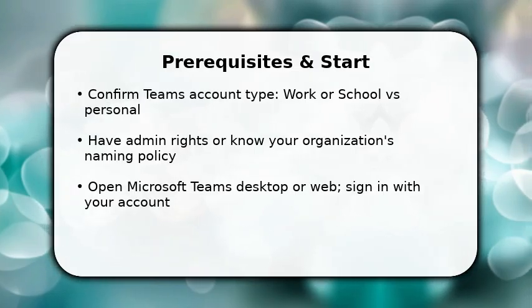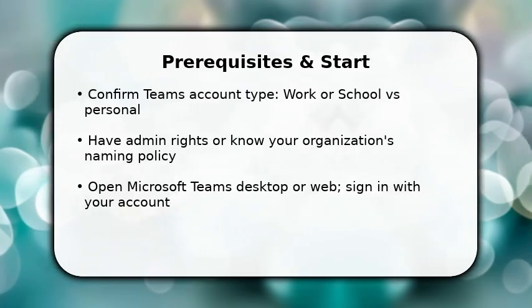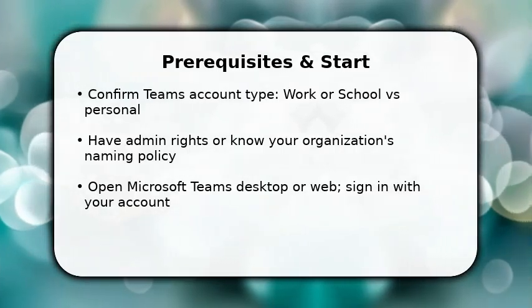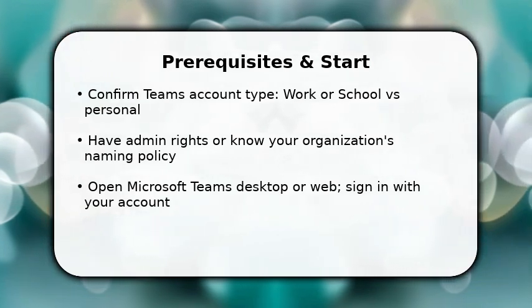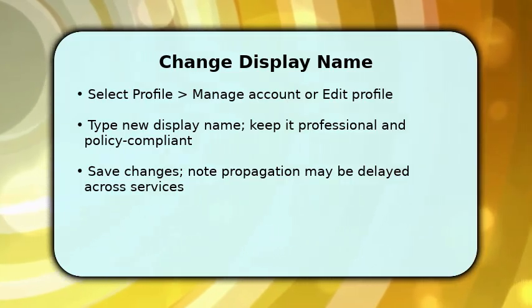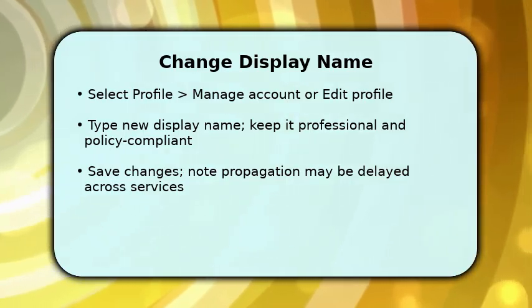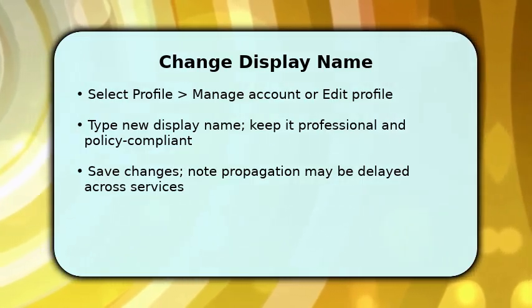Once confirmed, click your profile picture in the top right corner to reveal account options and prepare to edit your display information now. You'll edit your display name through Manage Account or Edit Profile. Click the option that appears after opening your profile. Type your preferred first and last name exactly as you want colleagues to see. Include middle initials only if needed.